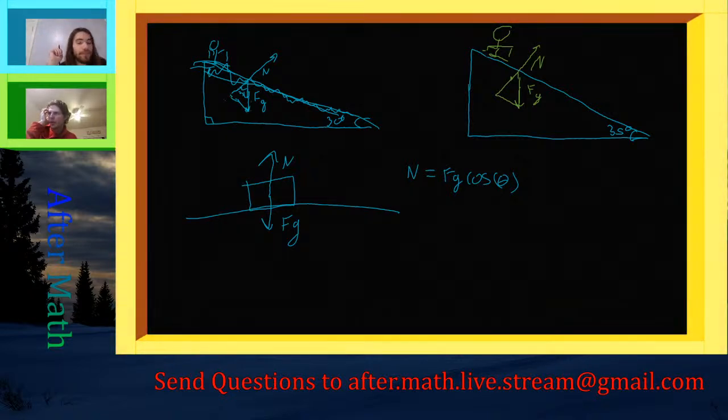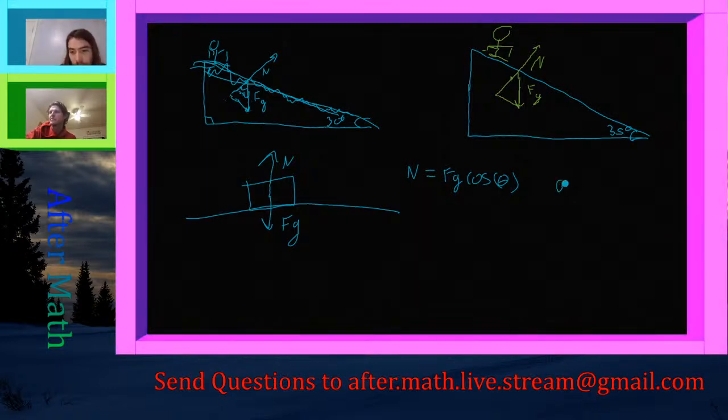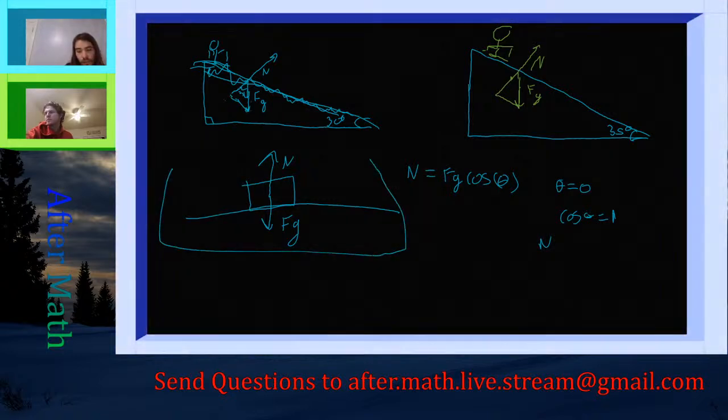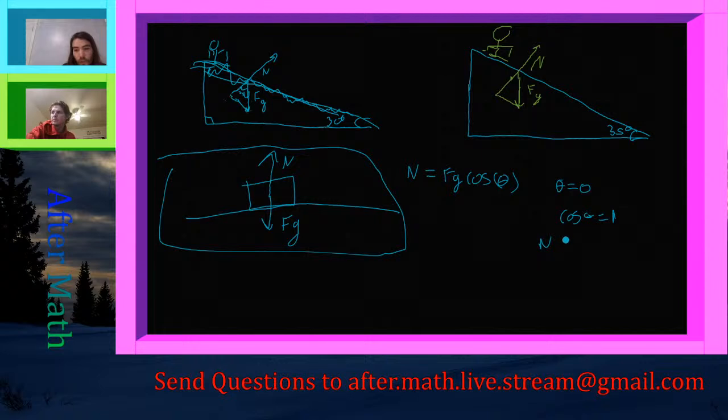Is that making sense, Jaden? Yeah. Okay. So the normal force, right? If this was completely flat, if theta equaled 0, then cosine of theta equals 1. So the normal force, or the force pushing back up, it would be this situation right here when theta equals 0. The normal force would just equal the force of gravity, right?